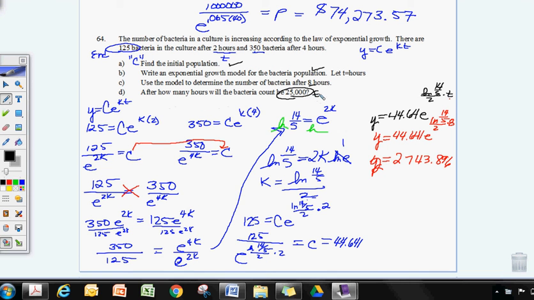For part D, I'm kind of out of space, but this would be my ending value, so I'd put that in for my y value, and then I'd just solve for t by introducing my natural log of e. You guys should be able to do this, so good luck.